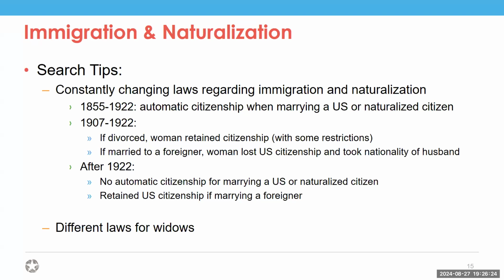And then even within that period, there were some changes as well. From 1907 until 1922, if a divorce happened, the woman would retain her citizenship if she remained in the US or registered within 1 year of leaving the country. Or if she was married to a foreigner, the woman lost her US citizenship and took the nationality of her husband. But after 1922, there was no automatic citizenship, and you did still retain your US citizenship if marrying a foreigner. So, all of these different laws you have to keep in mind when you're trying to search for your ancestor.